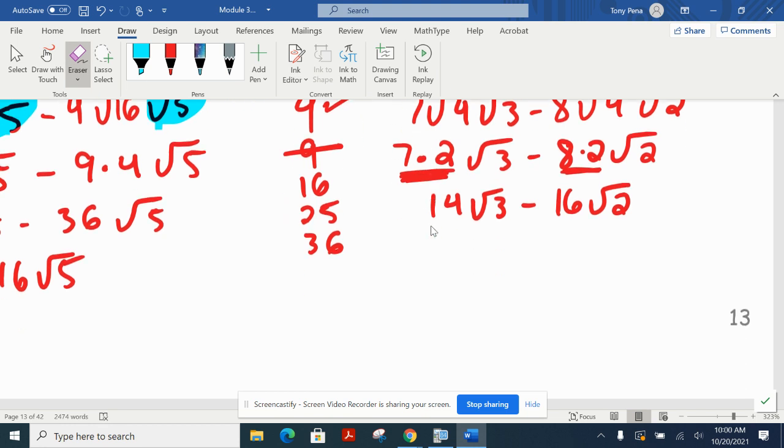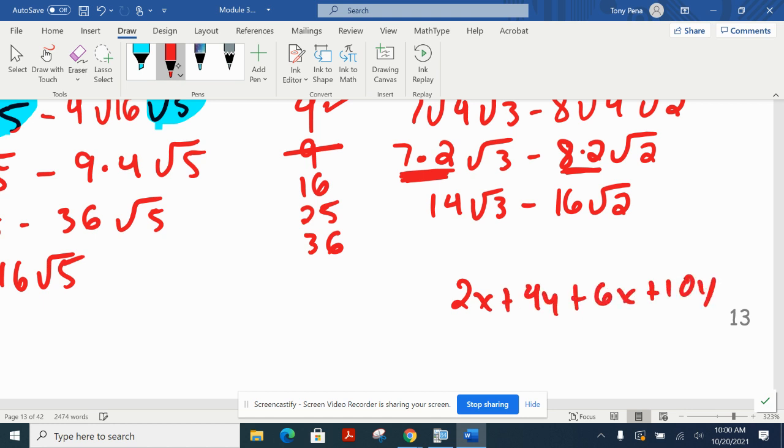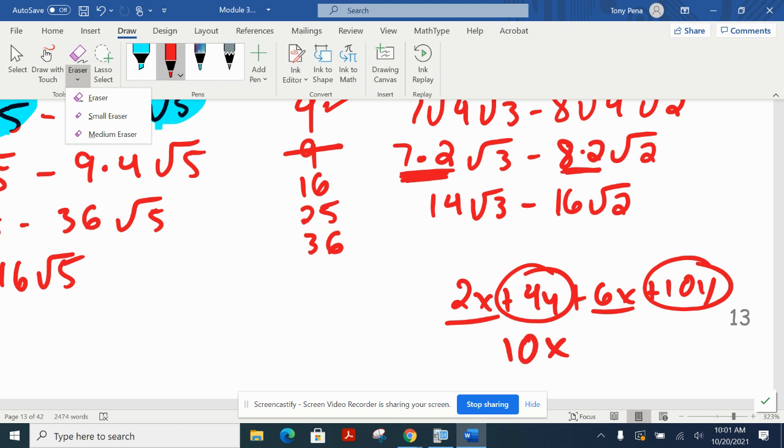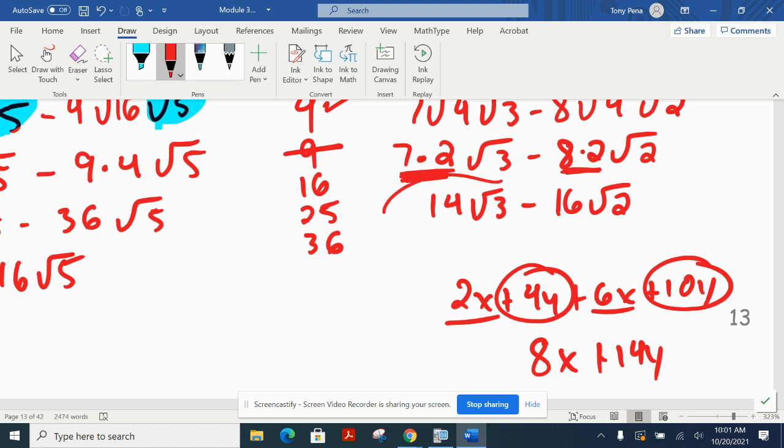It's basically the same as if I give you 2x plus 4y plus 6x plus 10y. We add the x's together to get 8x, and then we add the y's together to get 14y, but then we just leave it. We don't have to write anything along with that. That's just your simplified answer. It's the same here. Just leave this that way. Okay?